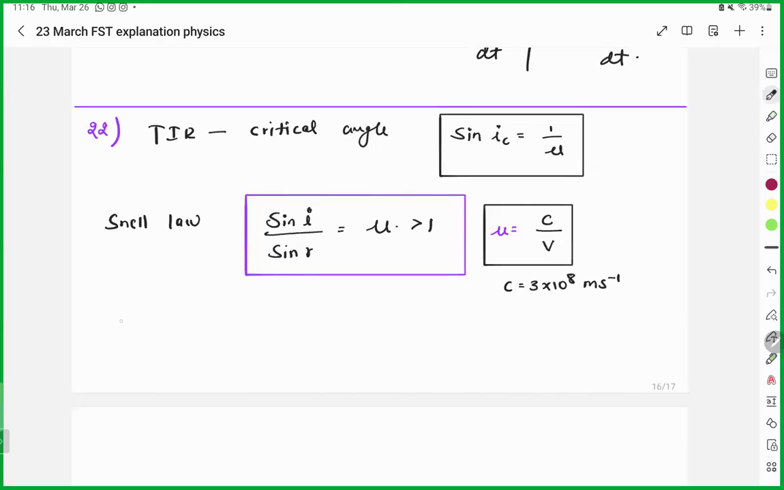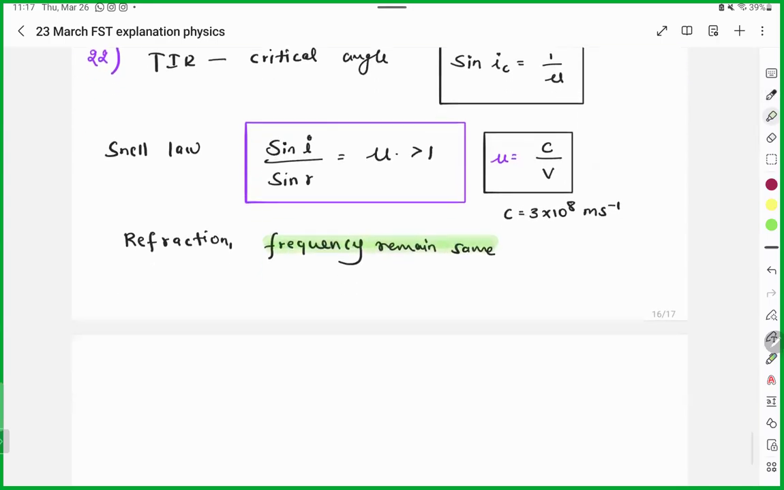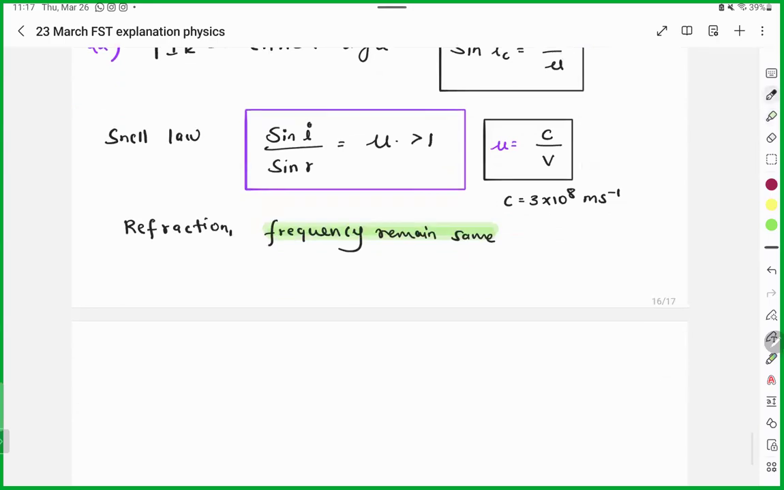One more rule, whenever there is refraction or reflection or whatever happens, the very basic rule is that frequency remains the same. Frequency remains the same. Very, very, very important in the whole optics chapter.